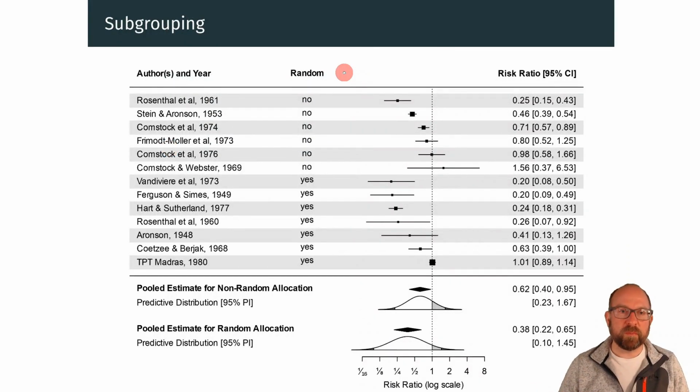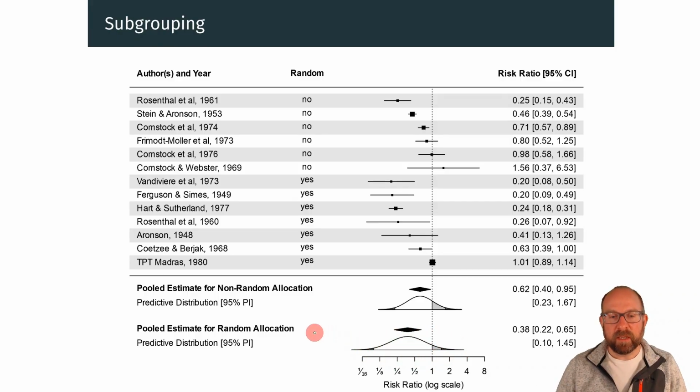In this forest plot, I'm distinguishing these studies that did not and that did use random assignment to the treatment versus control condition. And within each subgroup, I fitted a random effects model, estimating the average effect within each subgroup. But we can also now see whether the amount of heterogeneity differs across subgroups, and we see somewhat more heterogeneity in this subgroup compared to the other one.